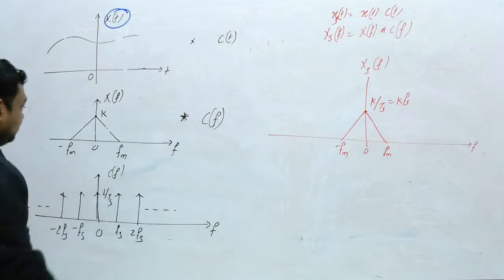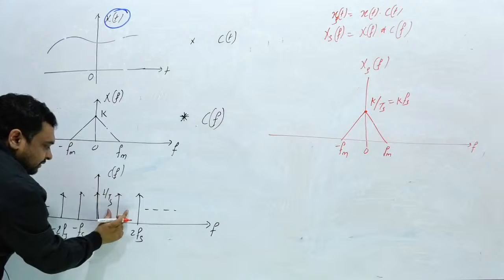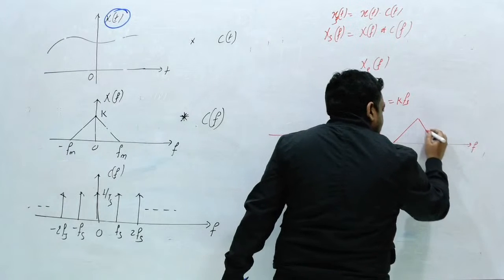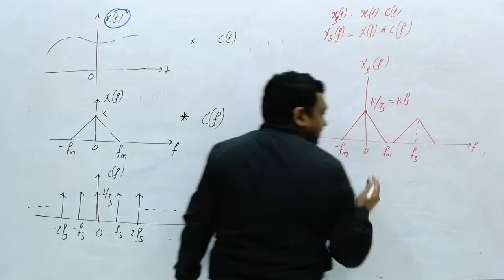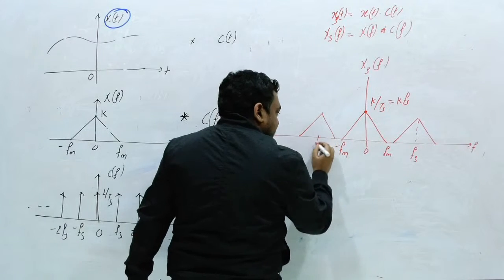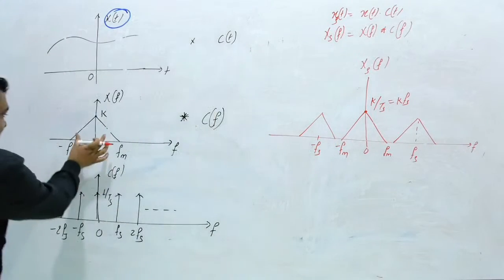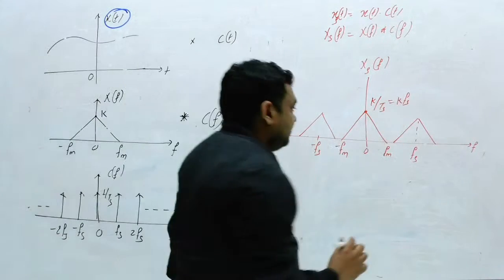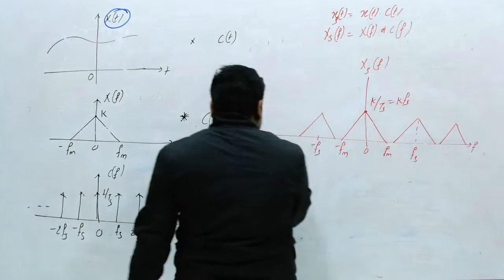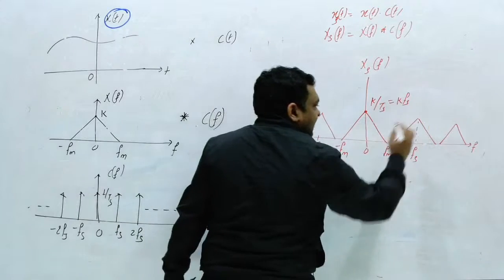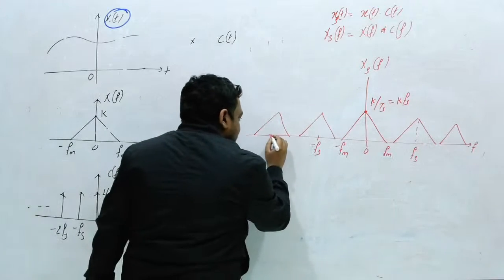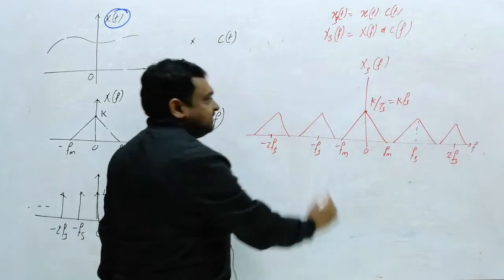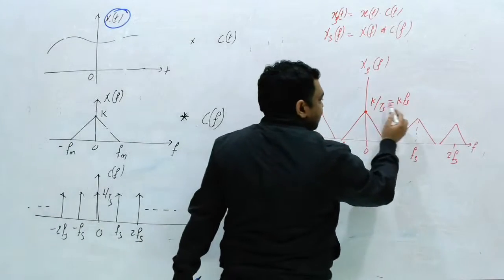Now if this signal is convolved with this impulse, it will be shifted. How much shift? Fs shift, the same shape shifted to Fs. Similarly, on the left side it will shift to minus Fs. Similarly, till infinity you will get copies like this, at minus 2Fs and 2Fs. All the heights are the same, and the value is k into Fs, or k by Ts.